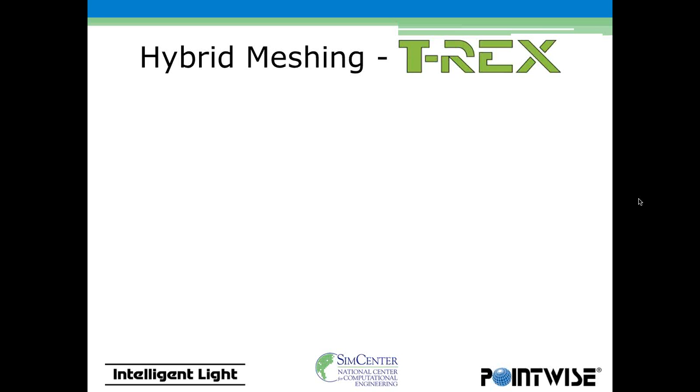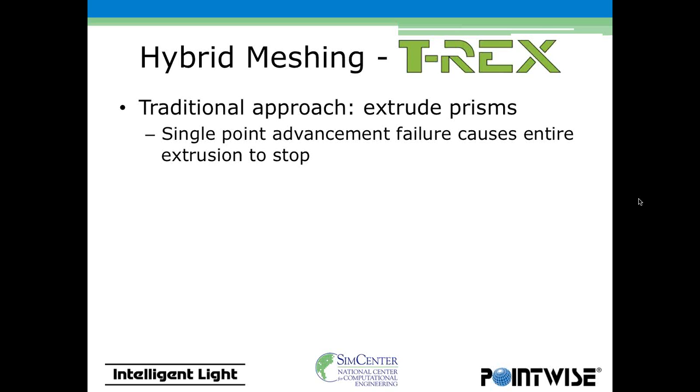So the first one is a hybrid meshing technique that we call T-Rex. This is concerned with creating boundary layer meshes. The typical traditional approach for doing unstructured boundary layer meshes is to create these stacks of extruded prisms, where you start with a triangulated surface mesh and then you create these layers of triangular prisms.